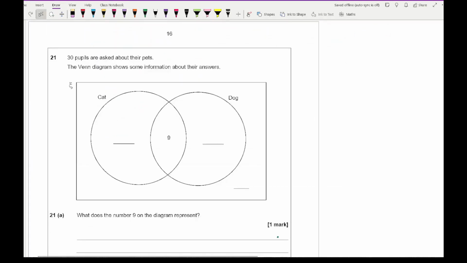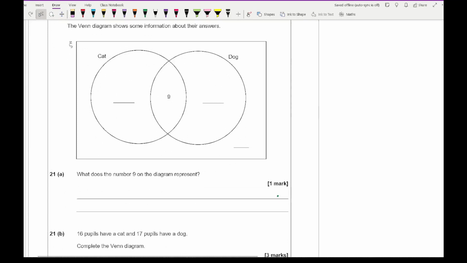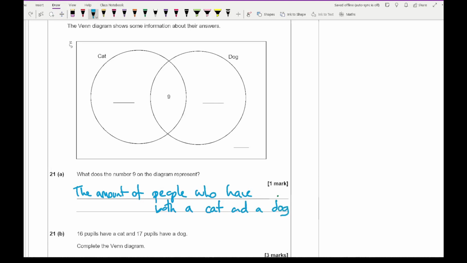So moving on to question 21, it says 30 pupils were asked about their pets. The Venn diagram shows some information about their answers. What does the number 9 represent? Well, the number 9 represents the amount of people who have both a cat and a dog as pets. So something along those lines would be absolutely fine.